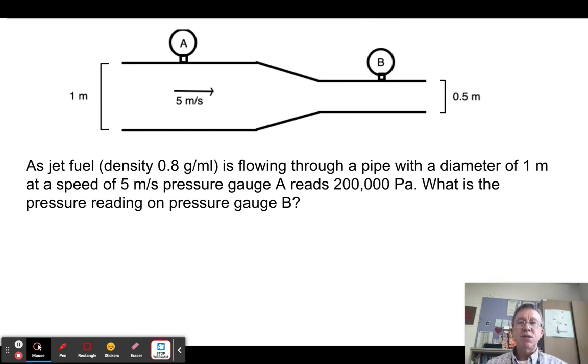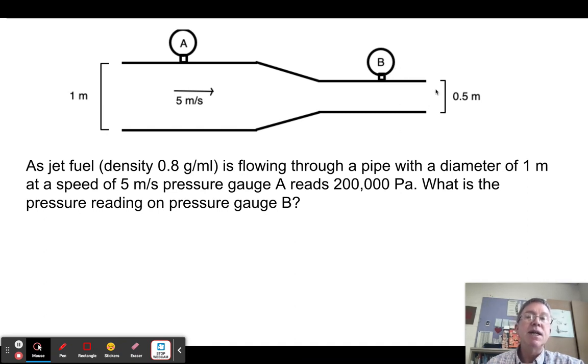We're going to look at one last one here. Okay, so I have jet fuel that has a density of 0.8 grams per milliliter. You've got to be careful. I can't use grams per milliliter, but that's how we often express densities. It's flowing through a pipe with a diameter of 1 meter at a speed of 5 meters per second, and gauge pressure A reads 200,000 pascals. And I want to know, what is the pressure reading on B?